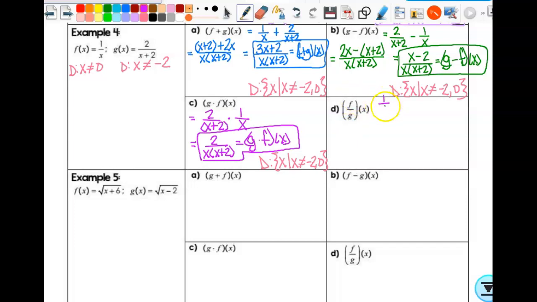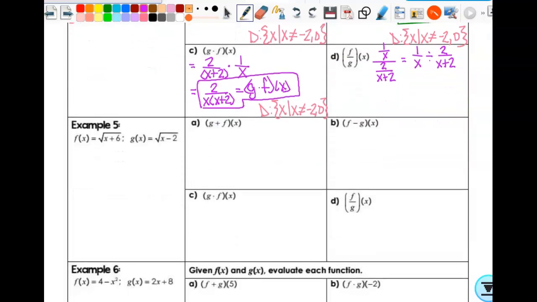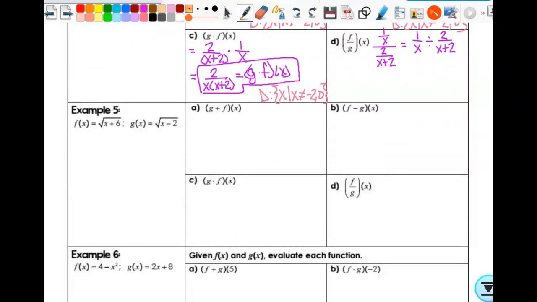So this is 1 over x over 2 over x plus 2. You cannot be afraid of fractions in fractions because it's going to happen a lot. You just have to know what it means. This is the same thing as 1 over x divided by 2 over x plus 2. That's what we're saying. That's what fractions are. So when you're dividing fractions, what's your rule? Keep, change, flip. Exactly. So I'm going to keep the 1 over x as 1 over x.